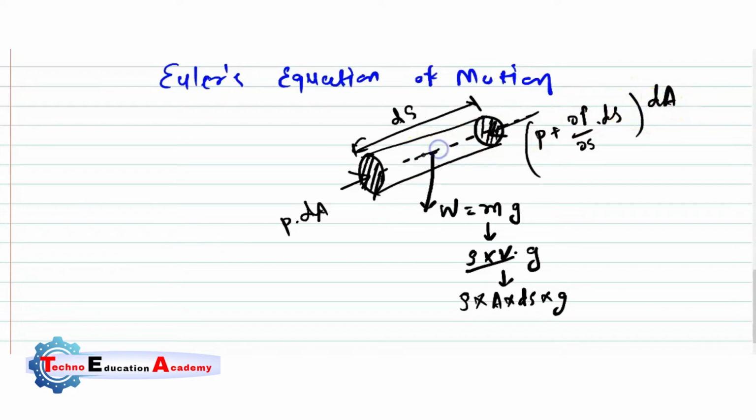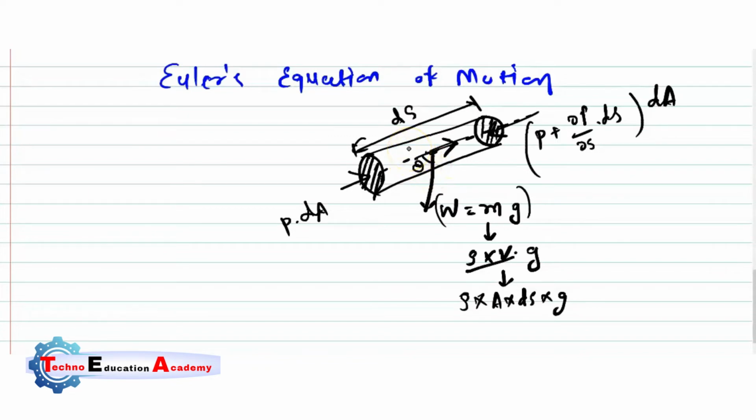Now the angle is theta from the axis. From that theta angle there is a weight mg. Weight is always downward in direction. So we take weight equal to mg, and there is an angle theta between the axis and the line of the weight of the fluid element. Theta is the angle between the direction of the flow and the line of action of the weight of the element.